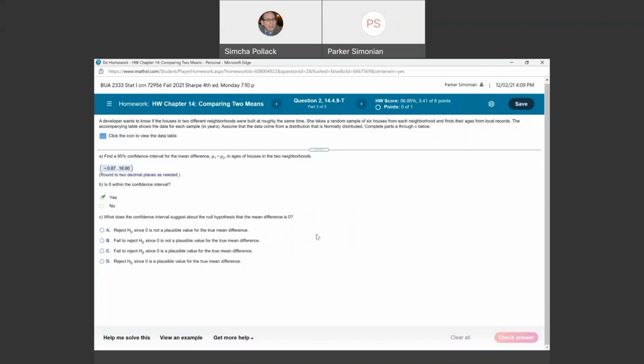But if it's true that mu1 equals mu2, then when you subtract them, the difference should be zero, right? So when you do it by a confidence interval, if you can say the average difference is somewhere between minus 0.87 and 16.9, and zero is one of the legitimate numbers, that means we can claim that zero really is the difference between them, in which case they're really the same. So in terms of the answers, we failed to reject H0. It was basically accepting H0, but you're not supposed to say accept, you're supposed to say fail to reject H0, because zero is plausible, meaning there's no difference between them. Okay. So the answer is part C.